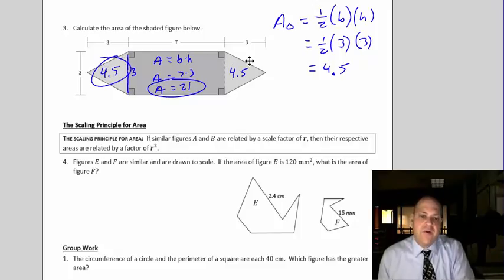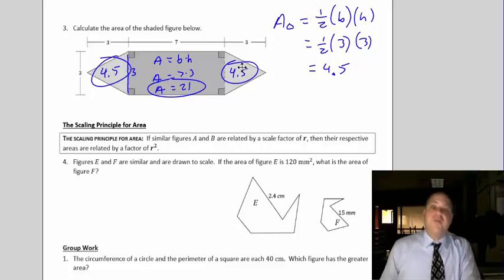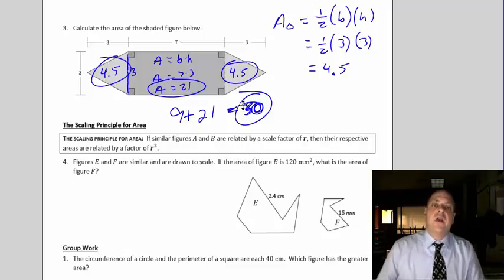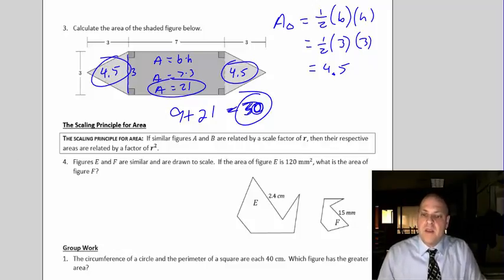So I add them all together. 4.5 and 4.5 is 9. 9 plus 21 is 30. So 30 is the area of the shaded region.